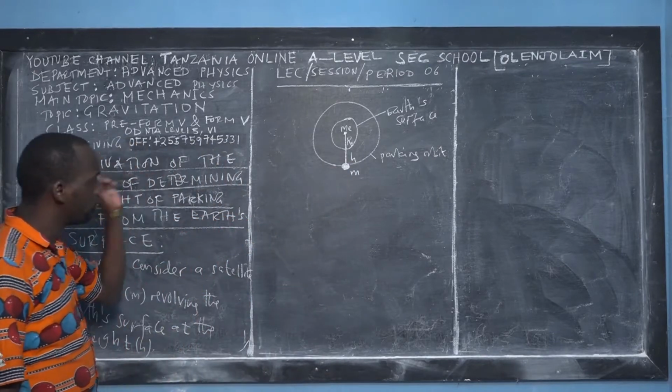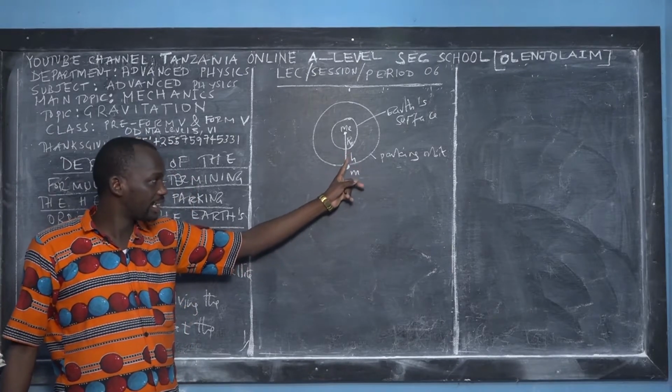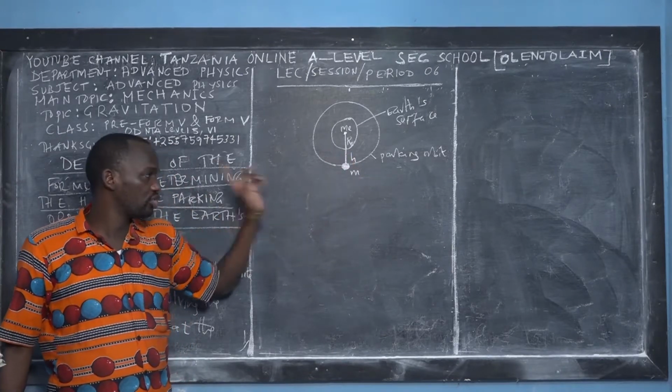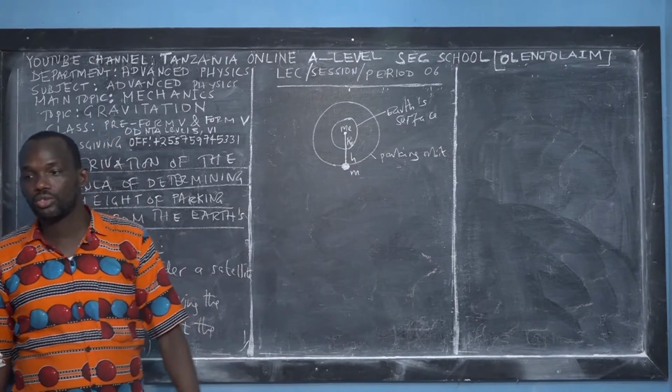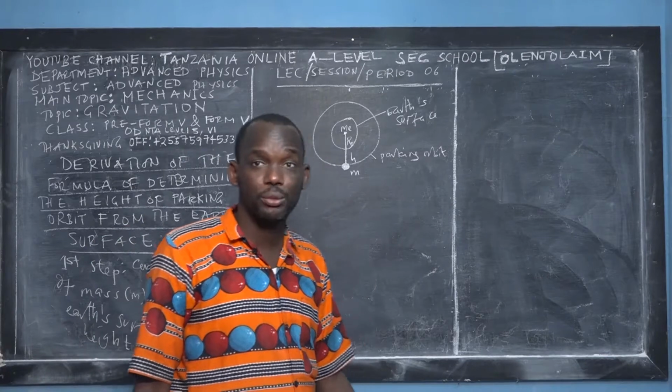So our main objective is to derive a formula which will help us to know exactly this height, because the height for the geostationary satellites is fixed. It is not variable like in some other cases when I was teaching about satellite motion.